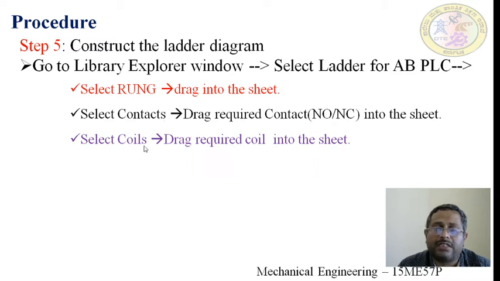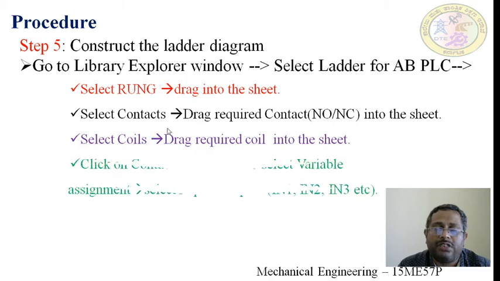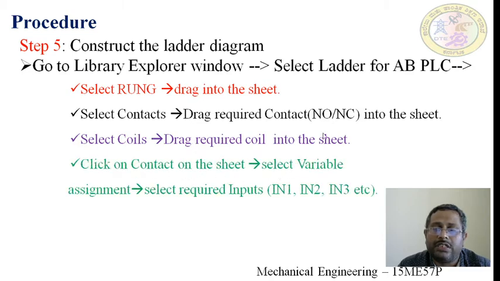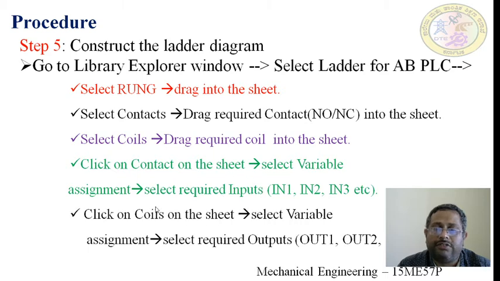After placing contacts and coils, we have to name them. First, we will click on a contact on the sheet, that is the NO or NC element, select variable assignment and select the required inputs, that is IN1, IN2, IN3, etc. in the PLC input card to map or to tag the address. In the same way, we have to assign the variable to the coil. Click on the coil on the sheet and select variable assignment, select the required outputs, that is out1, out2, and so on, where we connected that output in the PLC output card.